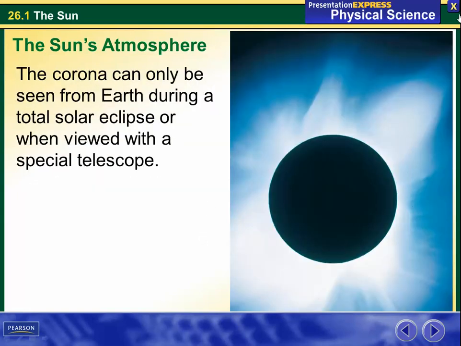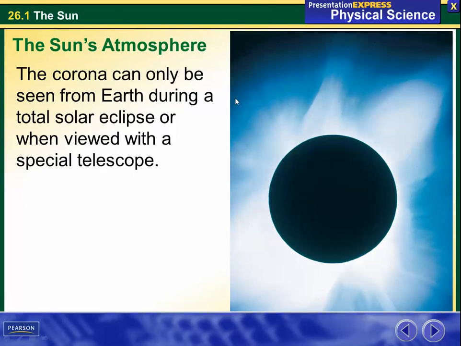And then here's a picture of the corona. This is a total solar eclipse, the only time you'll ever see the corona. This outer edge is flaring around out here, these whitish, bluish particles. These are the very hot gases that are moving on the outer edge of the sun.